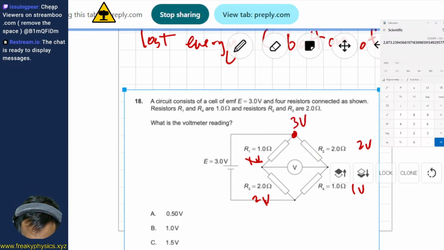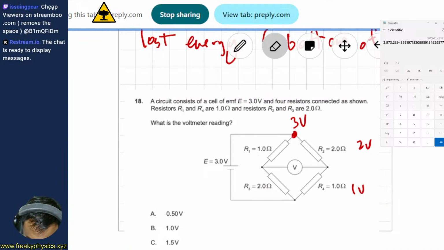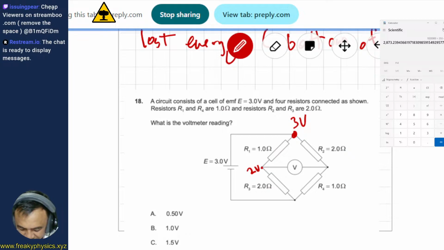So why is that 3 volts? Because it's connected to the positive end of the battery. Now, because of the fact that the potential difference across R1 is 1 volt, then this will be 2 volt reading on this point. And therefore, from 2 to 1, that's going to be a 0 volt reading here. Because the difference is 2. Difference is 1, difference is 2.